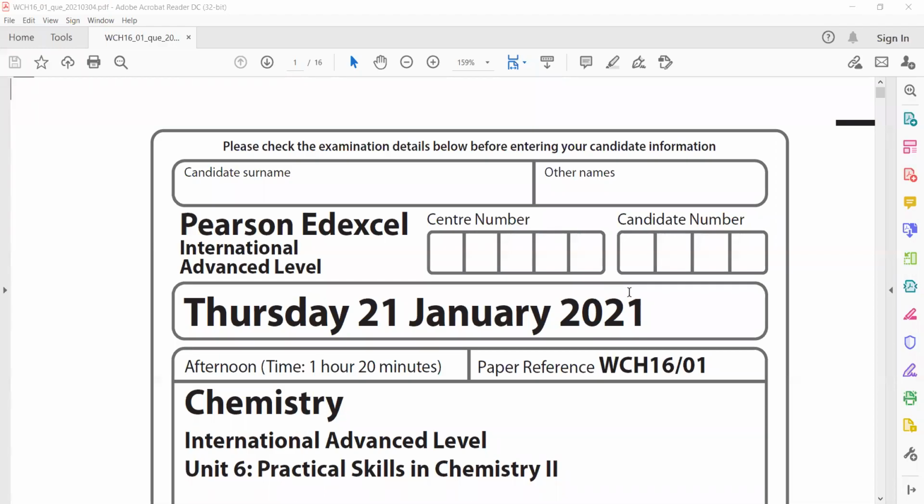Good morning, everyone. This is January 2021, Unit 6 of IEL Chemistry. I will go through this paper.